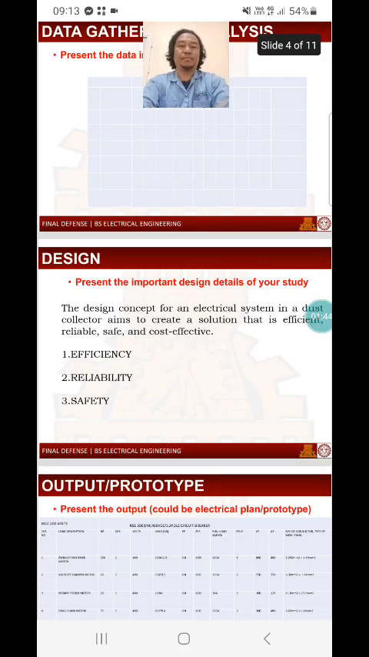The design concept for the electrical system in a dust collector aims to create solutions that are efficient, reliable, and cost effective. The efficiency, reliability, and safety.